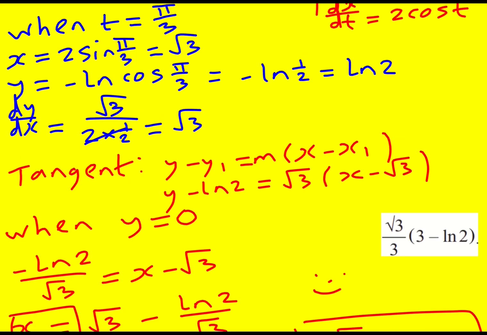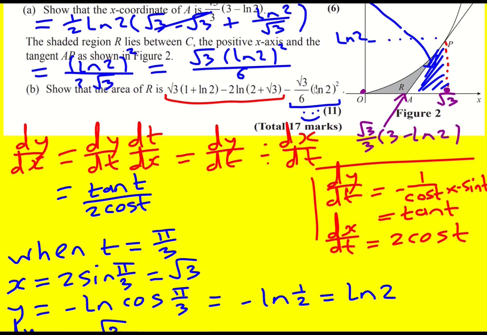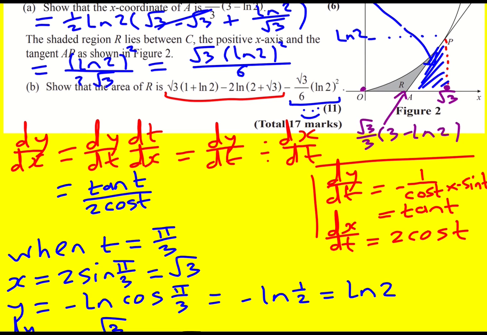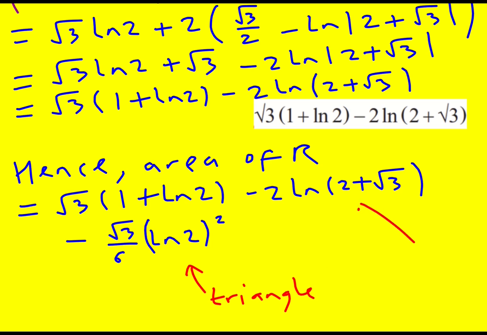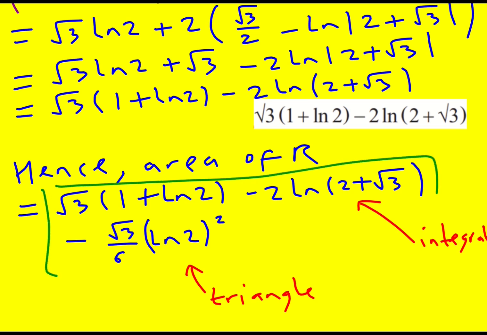Because we've done this bit, we just need to minus the blue triangle to get it. So root 3 over 6 ln 2 squared. And that's our answer. Just to remind you, that was the triangle, and all of this stuff was the integral. Okay, really neat question. This is the answer in exact form. We can't do anything else with that.